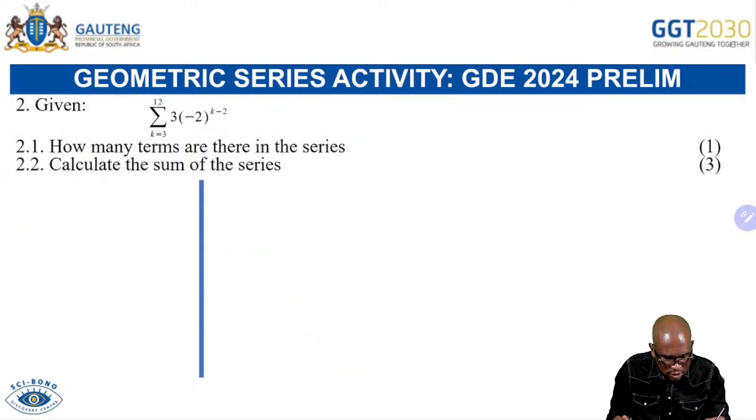to number 2. Number 2, we are given now the summation. This is the sigma notation. So if we are given the summation, they say how many terms are there in the series, and then calculate the sum of the series.